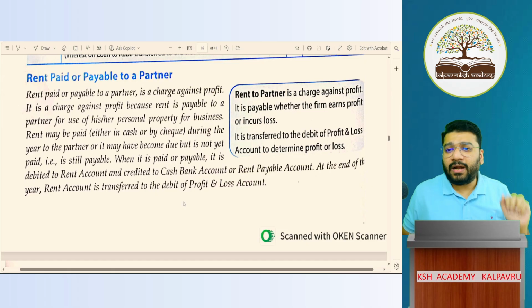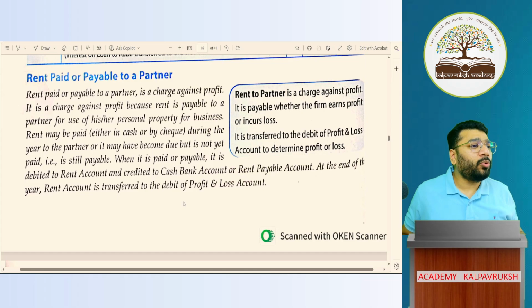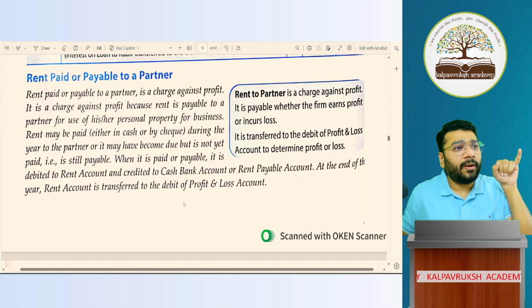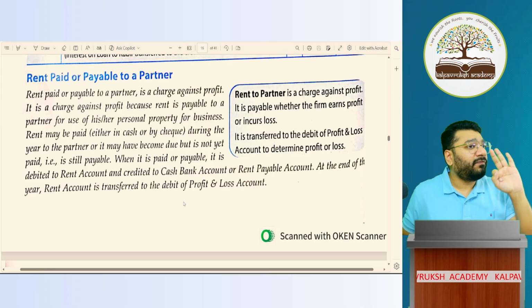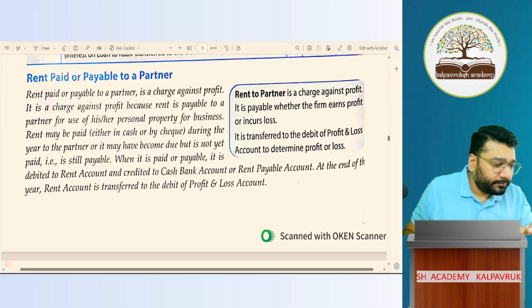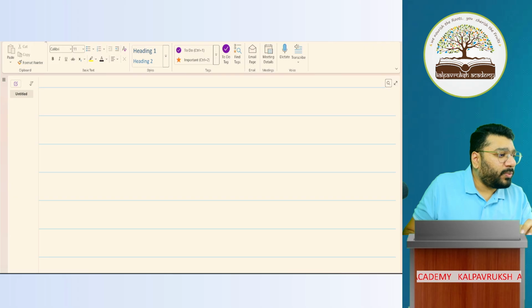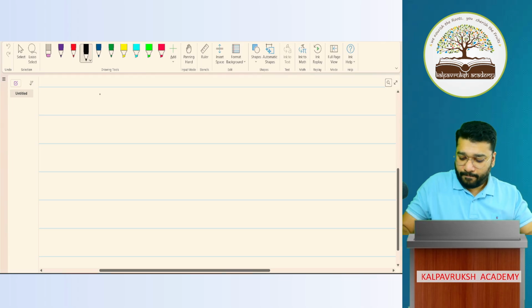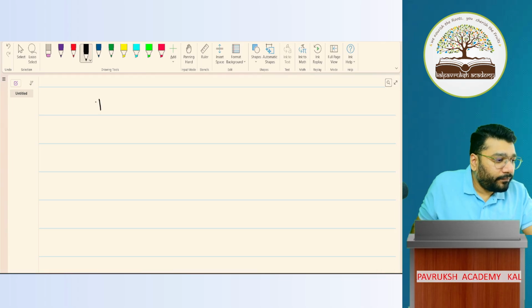So, before I start the next topic today, I want to do a very quick recap of all the entries under interest on loan by partner, interest on loan to partner, and rent payable to partner. After we'll do a very quick recap. First one: interest on loan by partner.